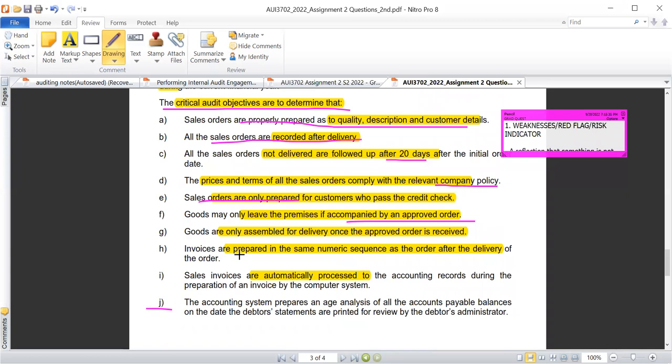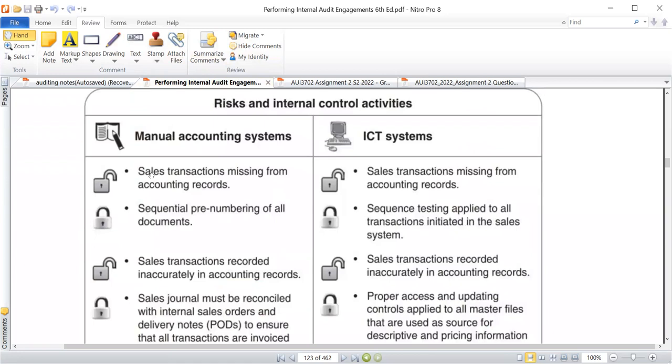Right, and then we've got H, invoices are prepared in the same numeric sequence as the order after the delivery of the order. I saw something similar to this as we're scrolling through, I believe it was here. So I'm gonna show it to you now. Here it is. Here's the risk. Sales transactions missing from accounting records. That is the risk. And look at the control to address that. Sequential pre-numbering of all documents. So in other words, they need to have a corresponding sequencing in order.